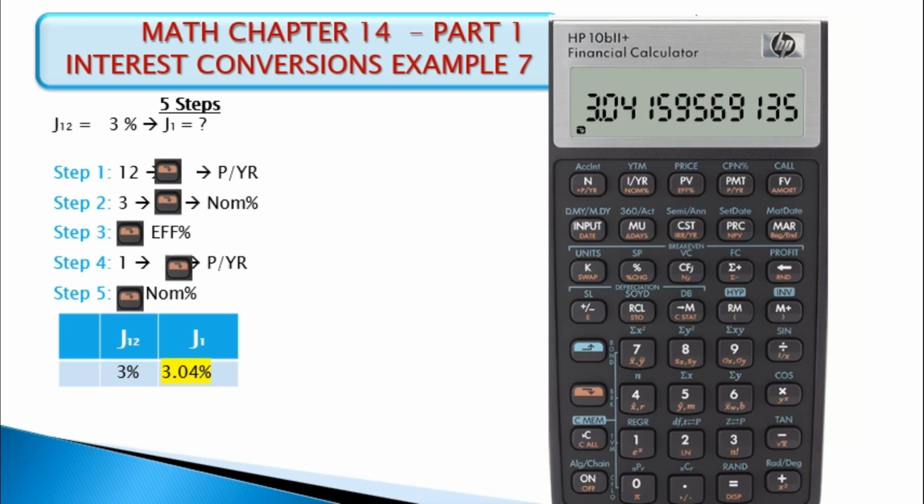Let's do that quickly. And once you get good at this, do this many times, you'll get good at it. So 12 and 3, that's your step 1 and 2. There's your step 3. Step 4 is 1. And step 5 is your answer. Done.